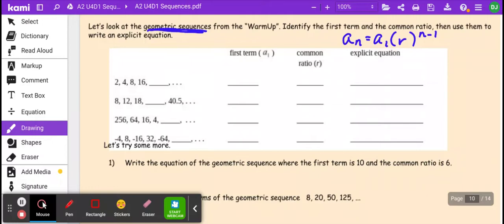Okay, so we're going to just, again, get that explicit equation so we get really used to working with this formula. So we have the sequences that we grabbed from the warm-up. The first term is 2. And we already figured out the common ratios, but again, you could just do 8 divided by 4 is 2. Now, when we write the explicit, remember we're keeping the n's.